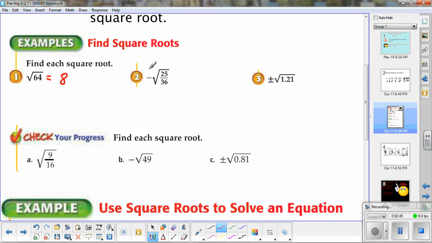Now in example 2, since we put the negative sign out in front here, that indicates that we want the negative square root of 25/36. So we want to know what number times itself gives us 25/36. Well, another way to write the same number would be like this. 5/6 times 5/6.